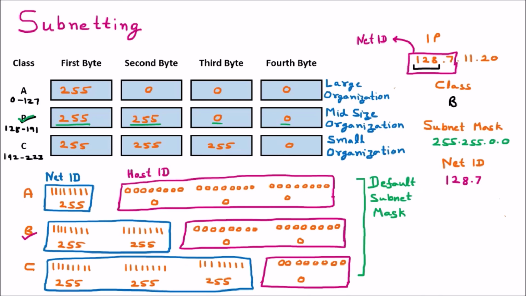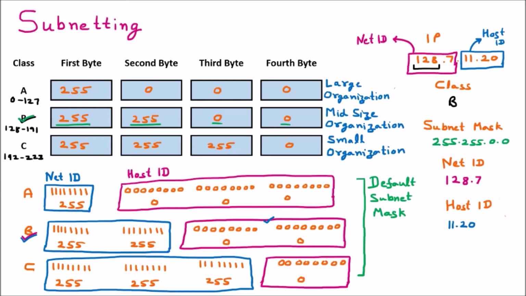Now we are going to find out the host ID, meaning how many hosts we can connect with this. We know that this IP belongs to class B, and in class B the remaining 2 bytes are for the host ID. So these two are nothing but the host ID. So 11.20 is our host ID, and we are going to write here that 11.20 is our host ID.